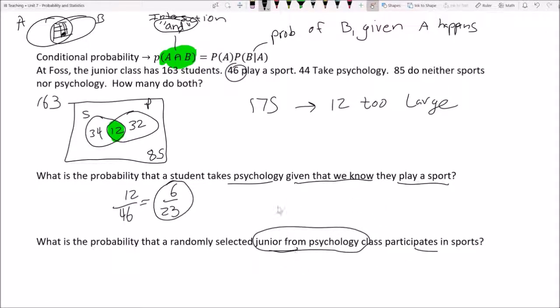So now we're talking about psych class, so we're only looking at the psych bubble. Okay, so look inside the psych bubble. How many are in there? 44. So it's out of 44. Of those 44, how many participate in sports? 12. So 12 out of 44, both of those are divisible by 4, so that's 3 out of 11 is the probability that a randomly selected junior from psych participates in sports.